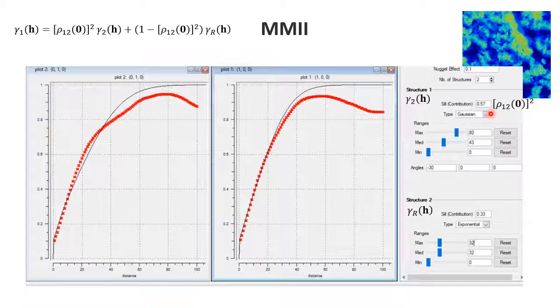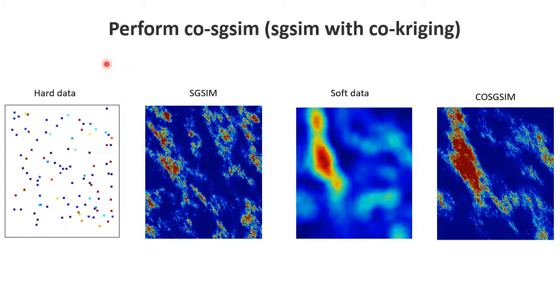So now I have everything. I have a primary variogram. I have a cross-variogram. That means I can do co-located co-kriging. If I do co-located co-kriging, then I can also do co-simulation or co-SGSim. And that is shown here.